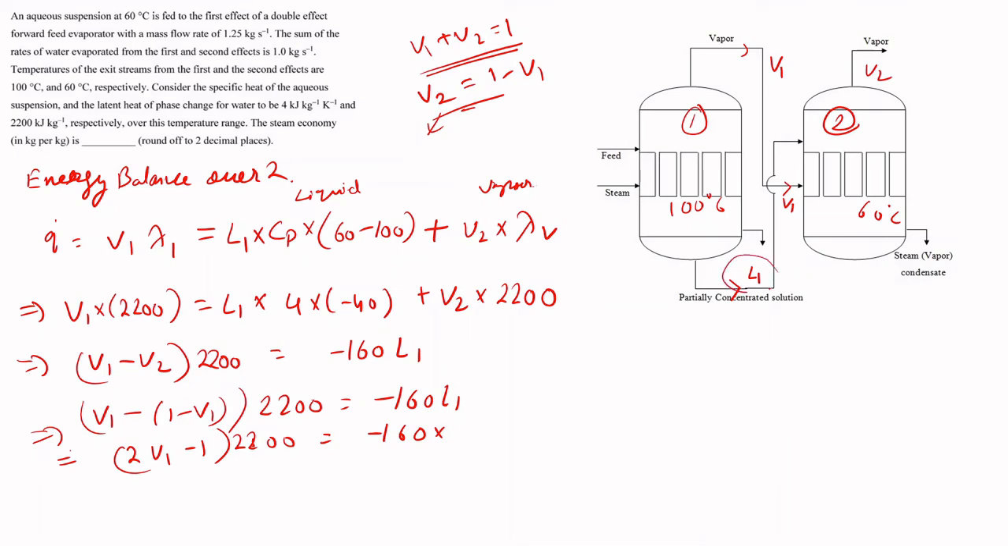Now L1 we don't know as of now, but we have the value of feed. So from that, F is equal to L1 plus V1. Let's just write it over here. F is equal to L1 plus V1. So L1 will be equal to F minus V1. So that we can write it here as F minus V1, and we have the value of F as 1.25 minus V1.